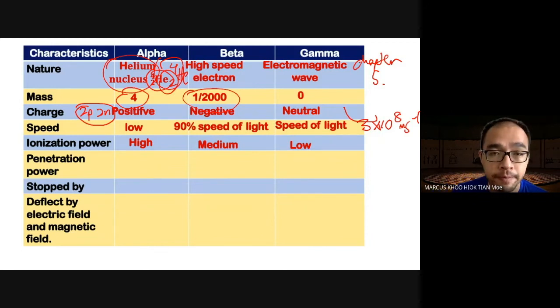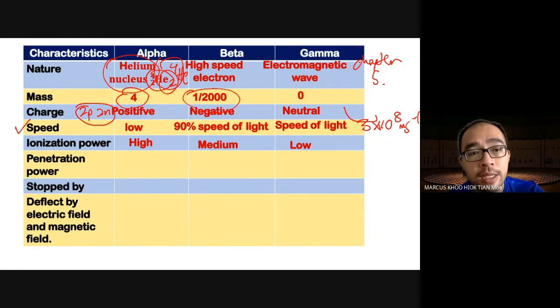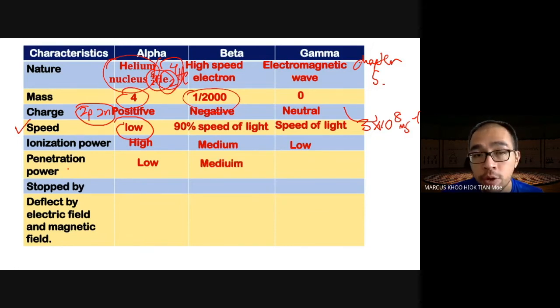Now, penetration power is kuasa penembusan lah. It really has to do with the speed. If the speed of the particle is low, the penetration power is also low. Susah dia mau tembus, sebab dia sangat slow. Beta, on the other hand, since it's moving at 90% the speed of light, the penetration power will be medium. And gamma, since it is moving the fastest, at the speed of light, the penetration power will be very high. Sorry, spelling mistake.